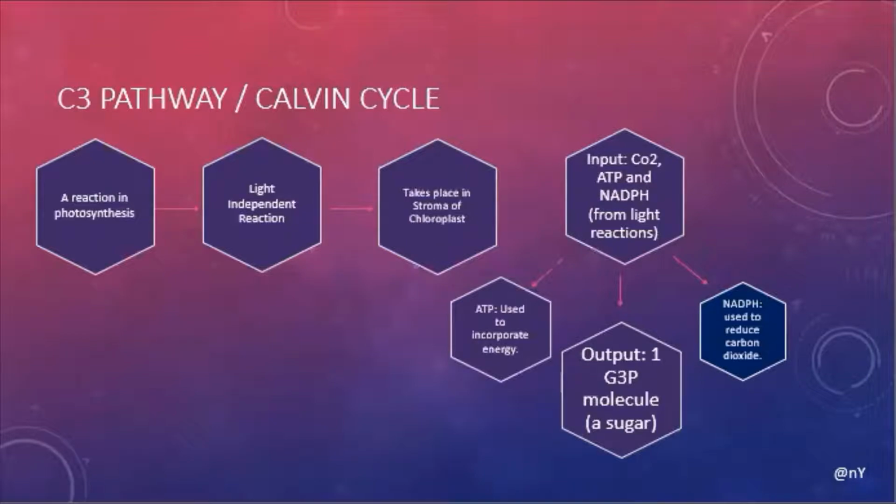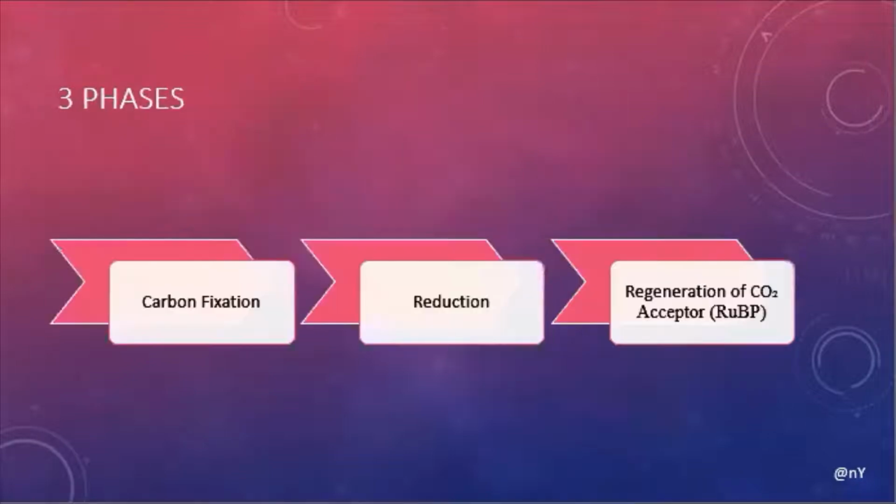These three inputs basically convert themselves into the output, which is one G3P molecule, which is actually a sugar molecule, through the Calvin cycle. The Calvin cycle consists of three phases. Number one, carbon fixation. Number two, reduction. And number three, regeneration of the carbon dioxide acceptor, that is RuBP.